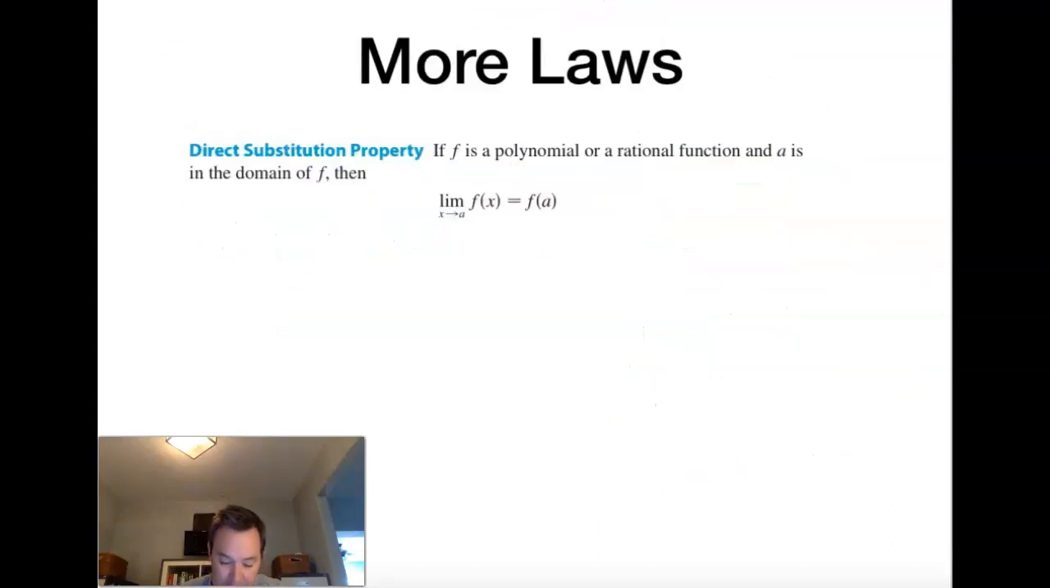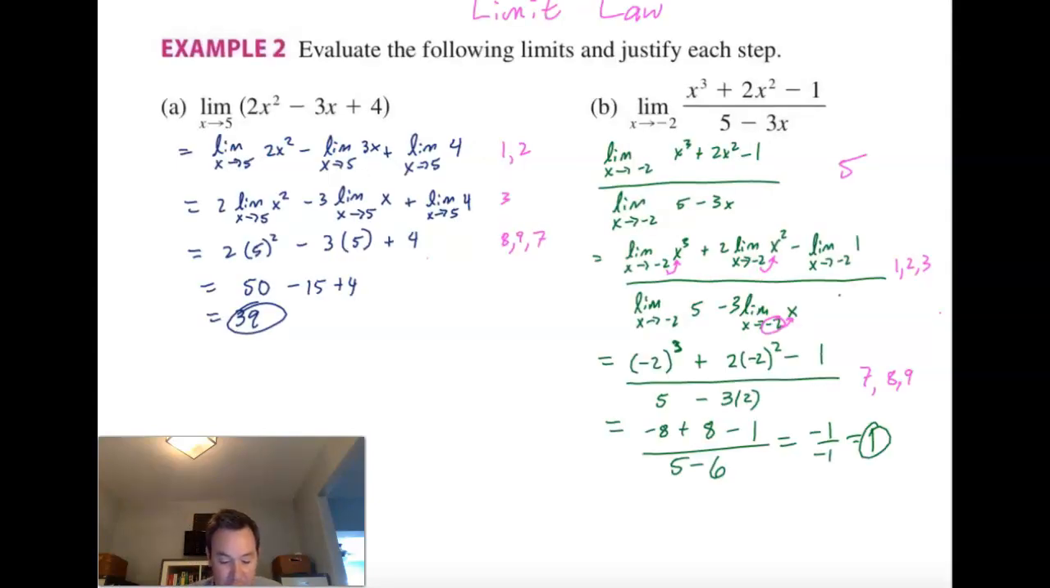Okay, last law, the direct substitution property. This is what we were kind of building up to this entire time. And it says, if your function is a polynomial or a rational function, and a is in the domain of f, then you can just do a direct substitution of a for your x, and the limit will be f of a. So that makes these that much easier, which is what we ended up doing.